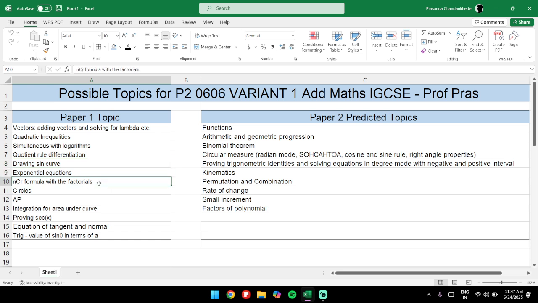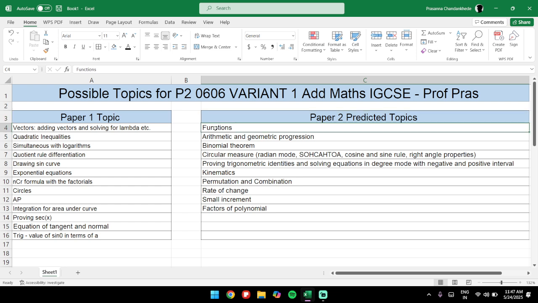This was the last question. We have circles, AP. We had integration for area under the curve. We have proving for sec x, equation of tangent. Normal wasn't really there, but I've just added it because that's the topic that was there. Then we also had trig where we had to find the value of sine theta in terms of a or so. Now, these are the predicted paper 2 topics.